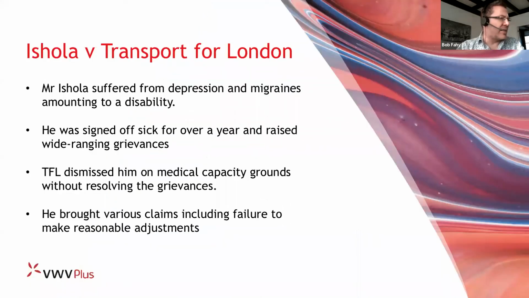Thank you. So the next case is Ishola and Transport for London. So this is a case, as it says on the slide, where Mr. Ishola, who was employed by Transport for London, suffered from depression and migraines, which did amount to a disability. I've slightly oversimplified the time scale there in the slide.